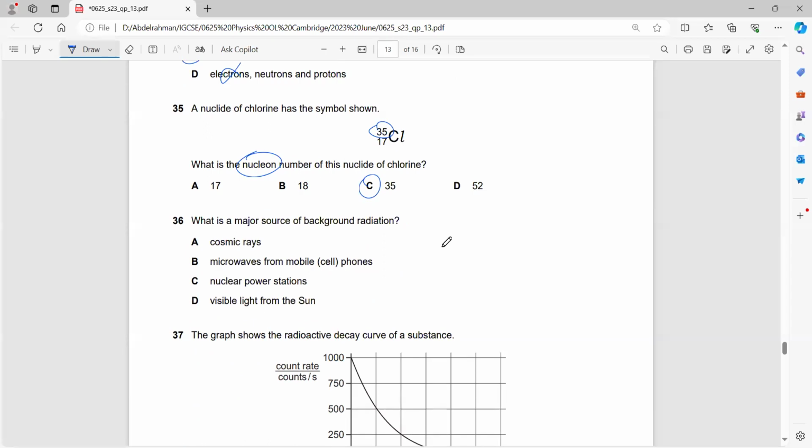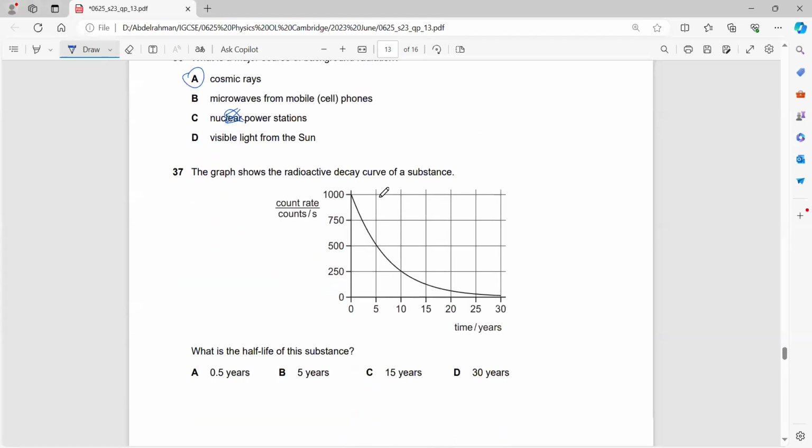What is a major source of background radiation? Yes, definitely A. Nuclear power stations don't produce background radiation. A, yes, cosmic rays. Can I find the half-life of this source? This question has been repeated more than once. 1000 divided by 2 is 500. Horizontal and then vertical line. So it would be 5 years. Very simple.